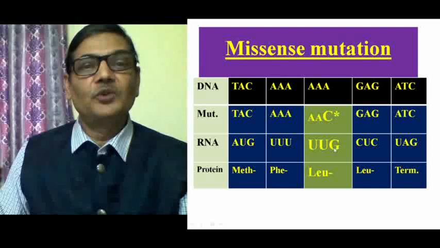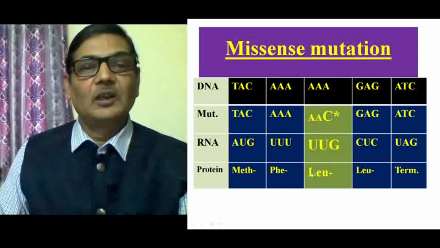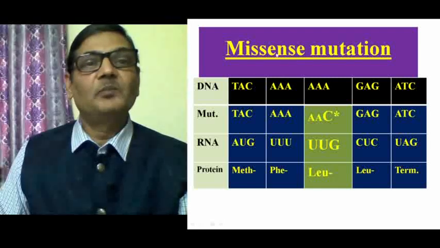Instead of UUU, it will become UUG. And this UUG will encode for leucine. So here, phenylalanine is now replaced by the amino acid leucine. So in the polypeptide chain, we find that there has been a change in the amino acid sequence, and this is referred to as missense mutation. So missense mutation always indicates a change in the amino acid in the polypeptide chain of the protein.